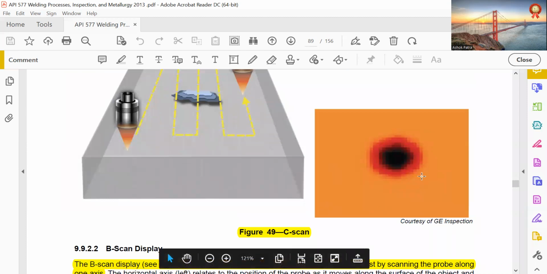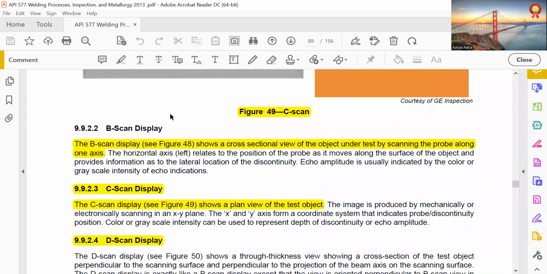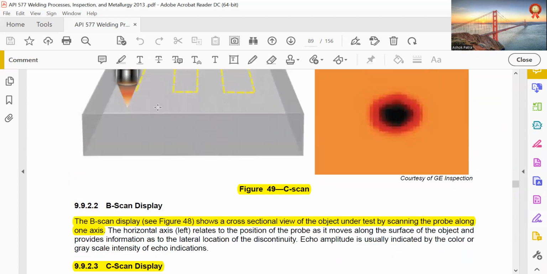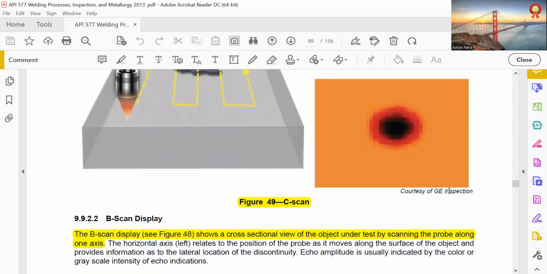This is C-scan, the top view. B-scan display, the figure that we see, shows a cross-sectional view of the object under test by scanning the probe along one axis. C-scan display shows the plan view of the object. Plan means top view, when you look from the top. So you can see this picture.